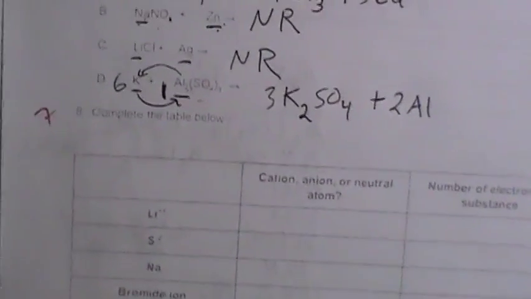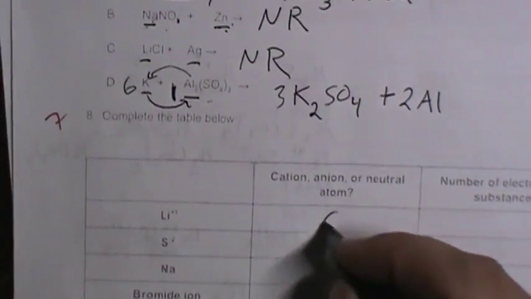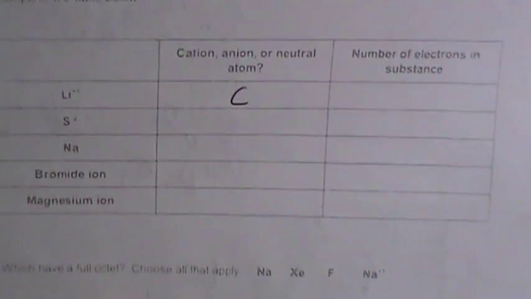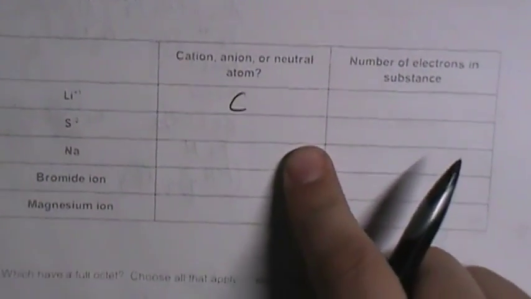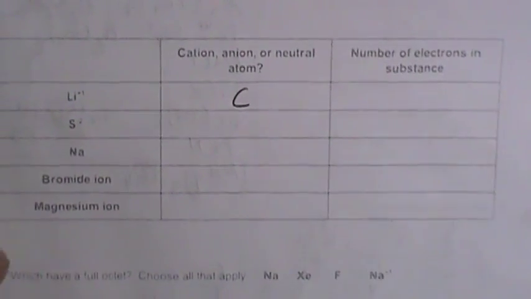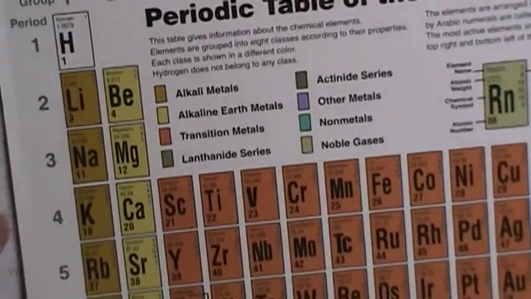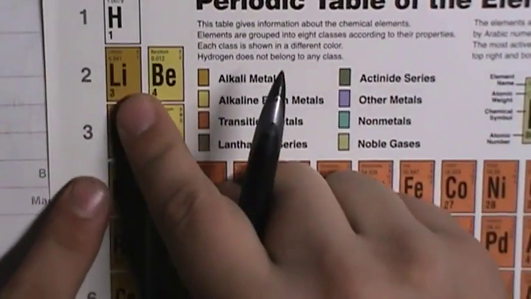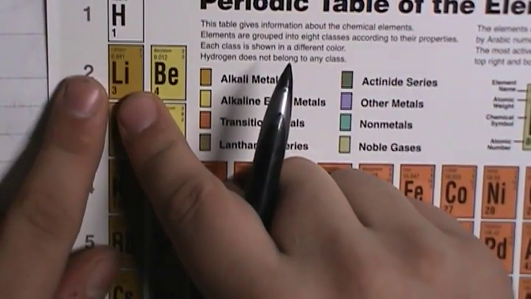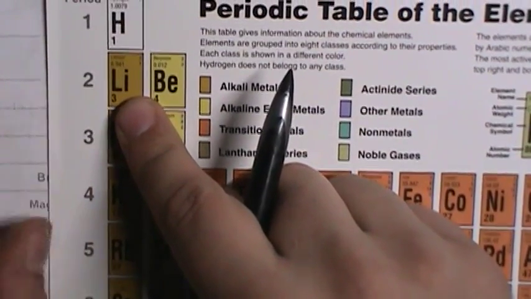Well, +1 tells me it is a cation. Anytime the oxidation is positive, it has to be a cation. Cats are positive. Second thing, the number of electrons in the substance. We come to our handy periodic table and we look up lithium. Lithium is atomic number 3, so it has 3 electrons originally.